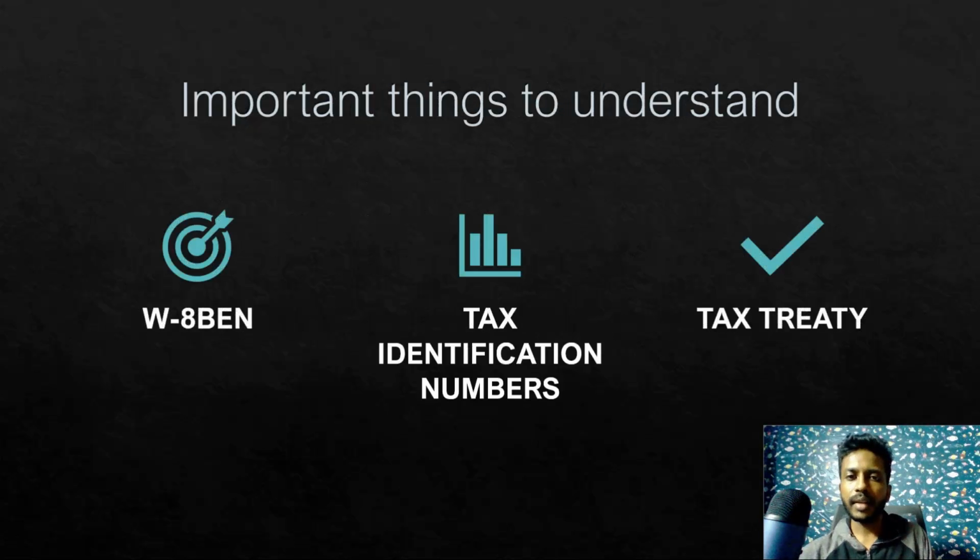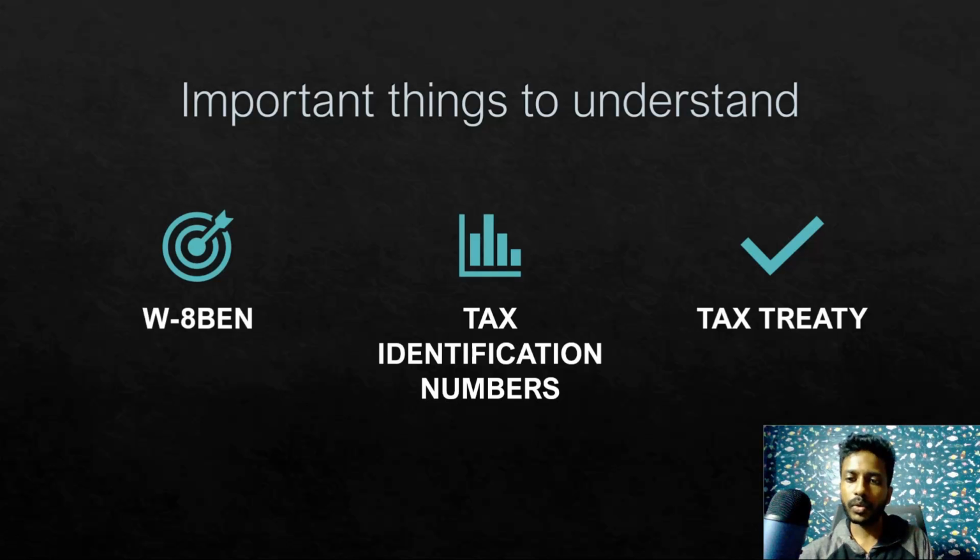And the next thing that you need to know before you submit the tax form is the W8BEN form. There is a tax form called the W8BEN form. This is the form you will have to submit to gain this 15% discount. And the other thing you need to understand is the tax identification number. So what is this TIN number that you should be aware of?